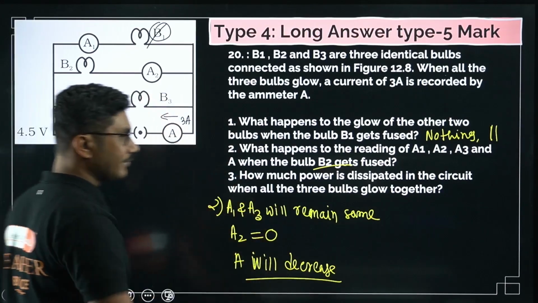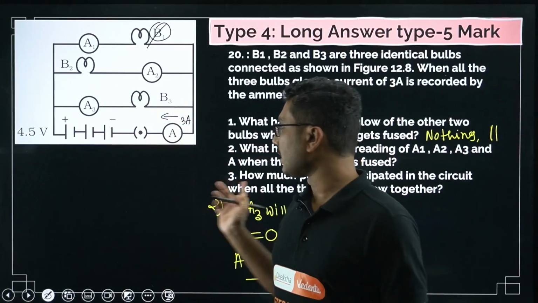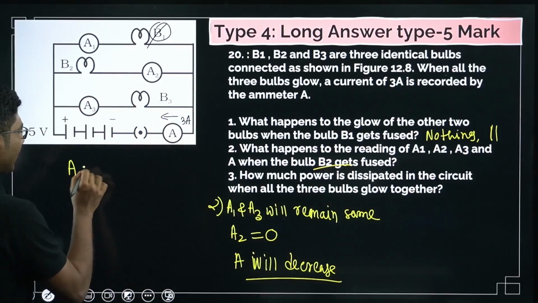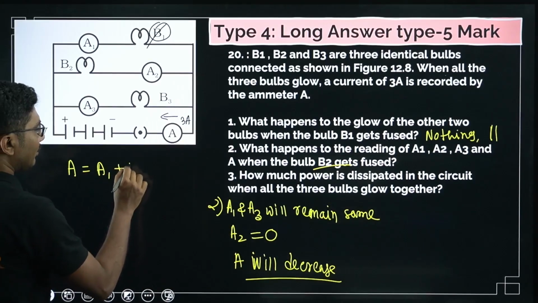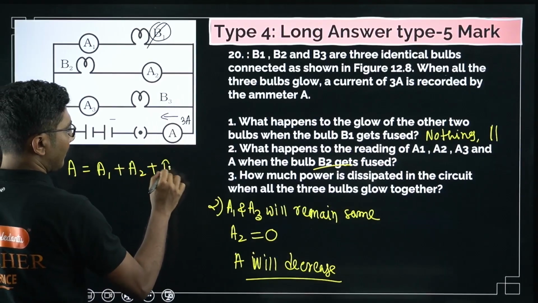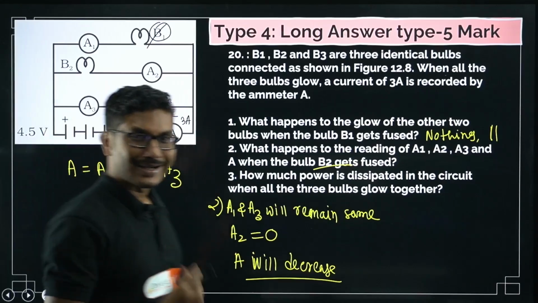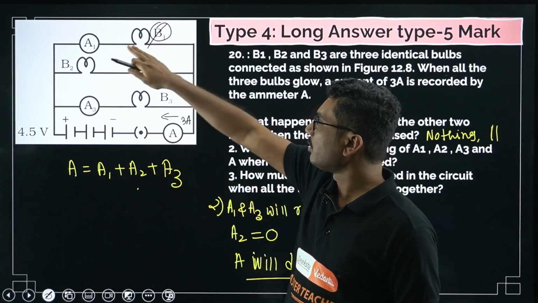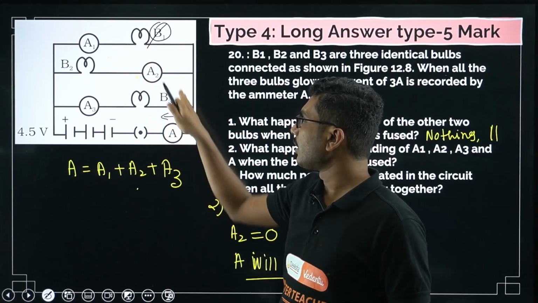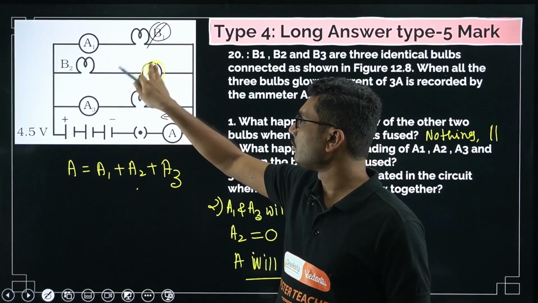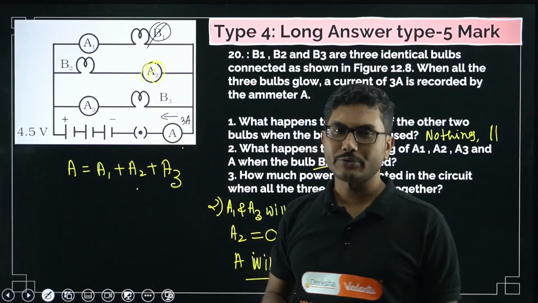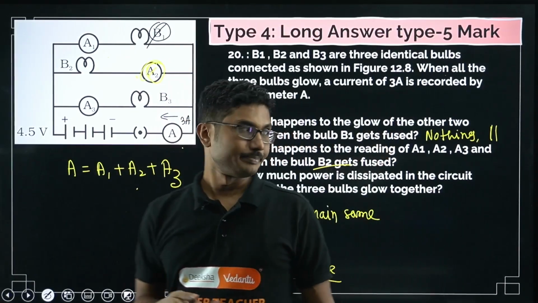Okay, one of the bulbs is fused. A is basically the sum of all these 3 ammeters. So A is basically A1 plus A2 plus A3. They are connected in parallel, so current is getting added. Current is getting added means A is basically the sum of all these 3 readings. Now if this is fused, this one is no longer sending any current. That means this amount of current will reduce from the reading of A.